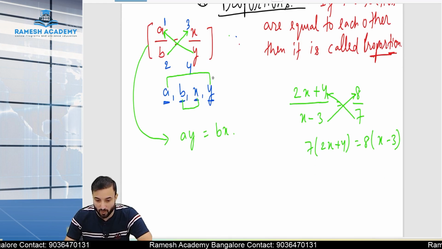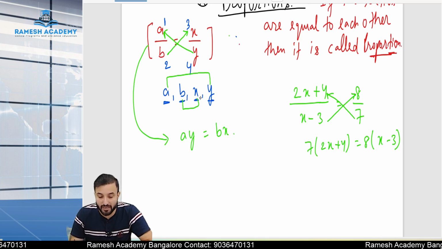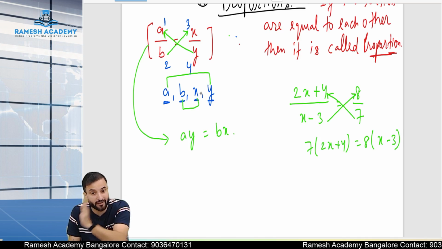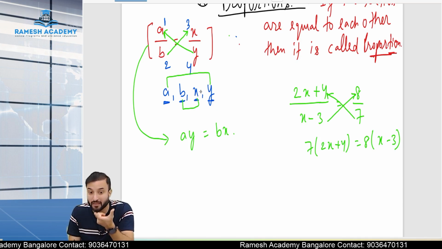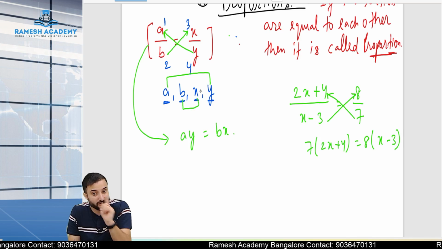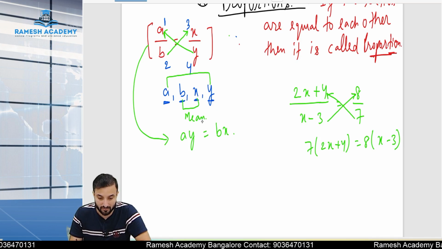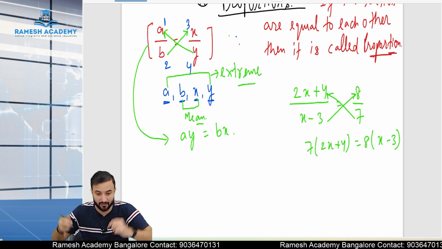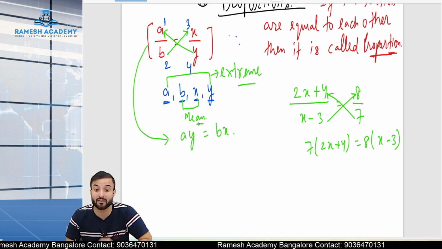So see, a and y are present at the ends. End means it is extreme. And b and x are present in the middle, so middle means they are the means. So a and y are called the extremes because they are at the ends, and b and x are in the middle, so we say they are the means.